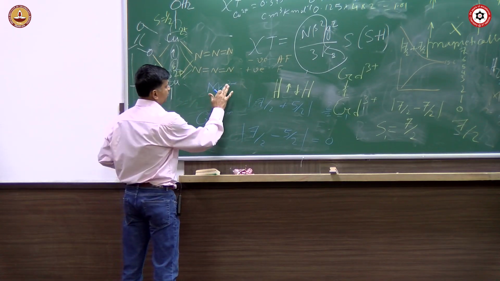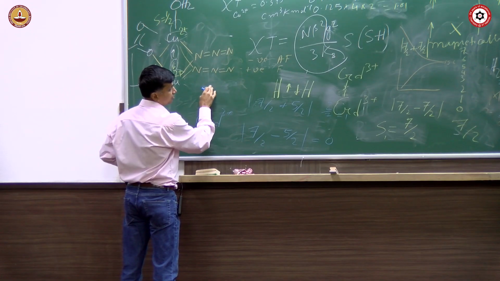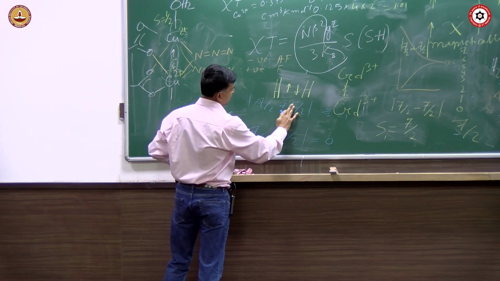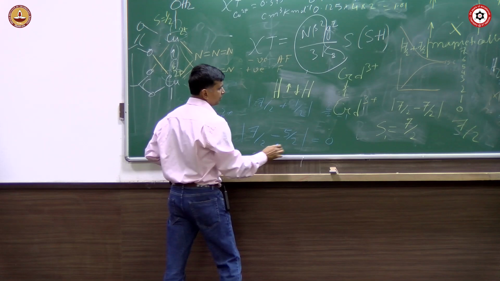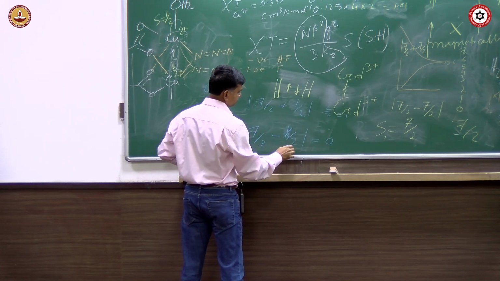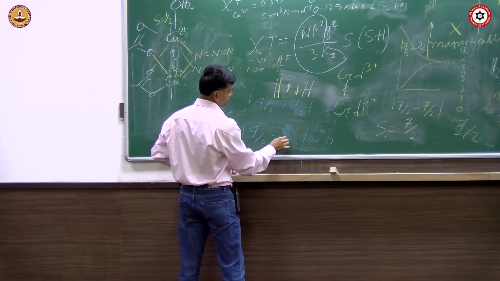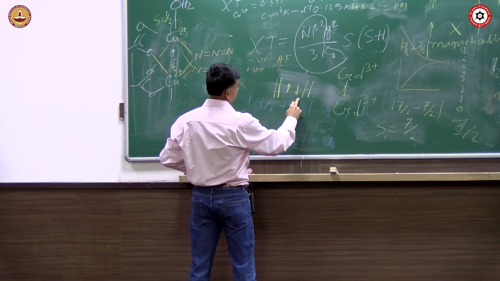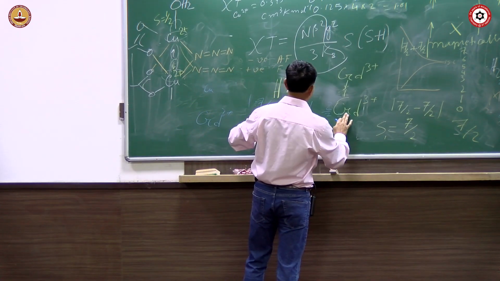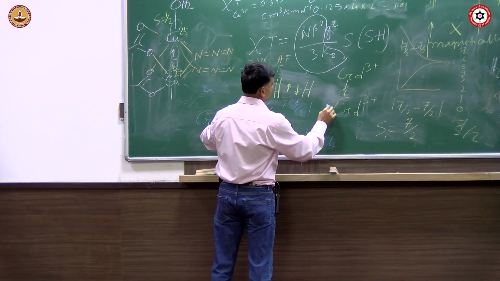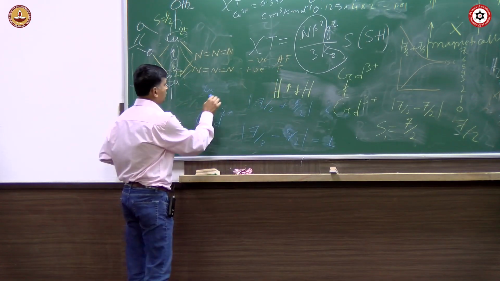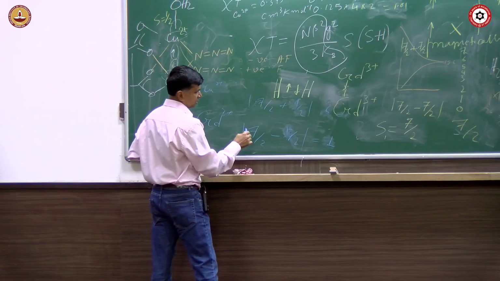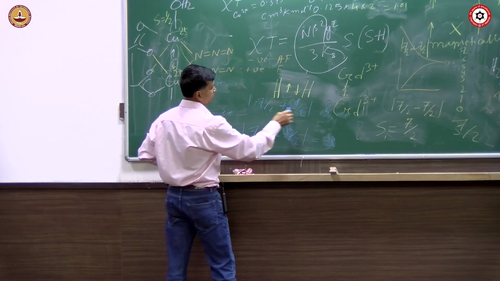If instead of manganese I have copper ions, copper has spin one half. Oh sorry, I made a mistake here: 5/2 minus 7/2 gives 1, and 5/2 plus 7/2 gives 12 by 2, that means 6. Now if you have copper 2+, instead of this it will have 3 and this will be 4, right.